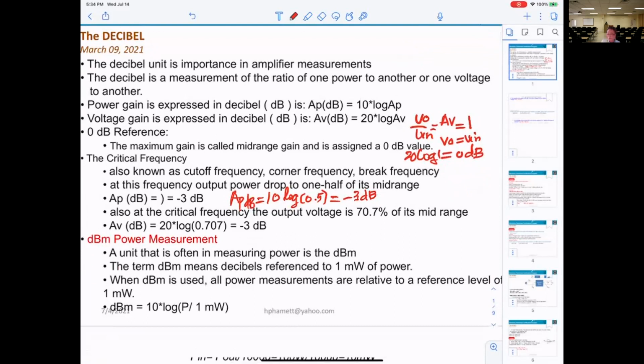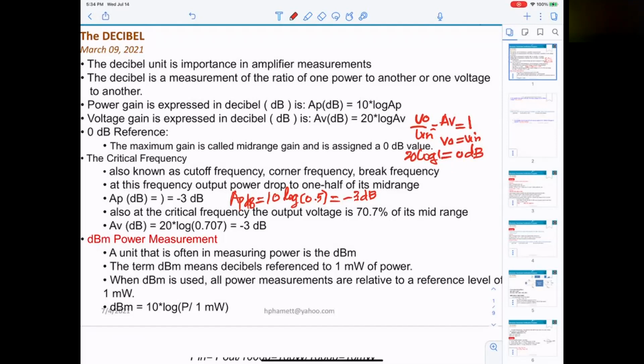dBm equals 10 times log of whatever power divided by 1 milliwatt. And Mr. Pham, can I ask a question? Yeah, go ahead.